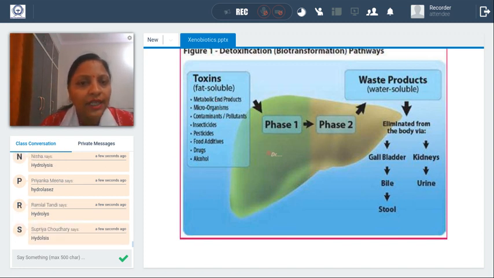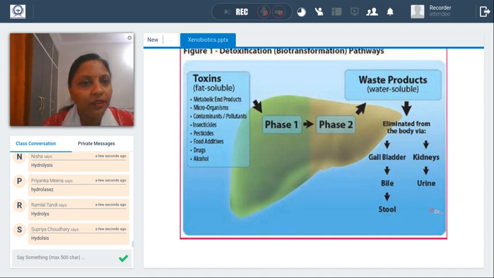So, these hydroxylation reactions are phase 1, and these are conjugation reactions. Toxins, metabolic end products, microorganisms, contaminants, pollutants, insecticides, pesticides, food adulterants, drugs, and alcohol. These are xenobiotics, or xenobiotic toxins, or you can say foreign compounds. These are converted to a water-soluble, excretable form, waste products, and eliminated from the body via the gallbladder, bile, and stool, and via the kidney in the urine.